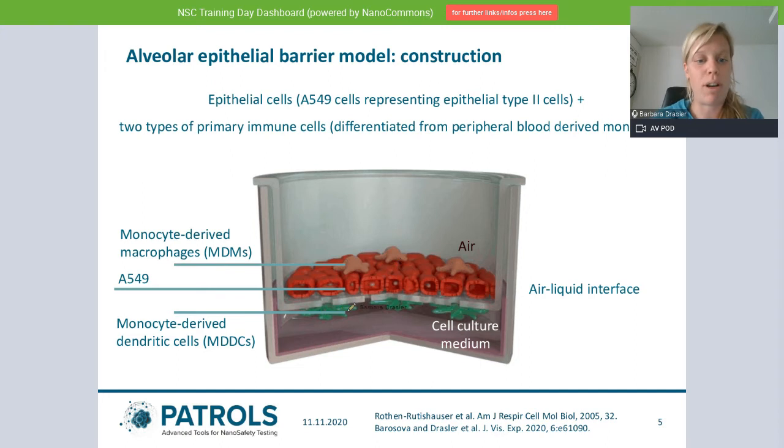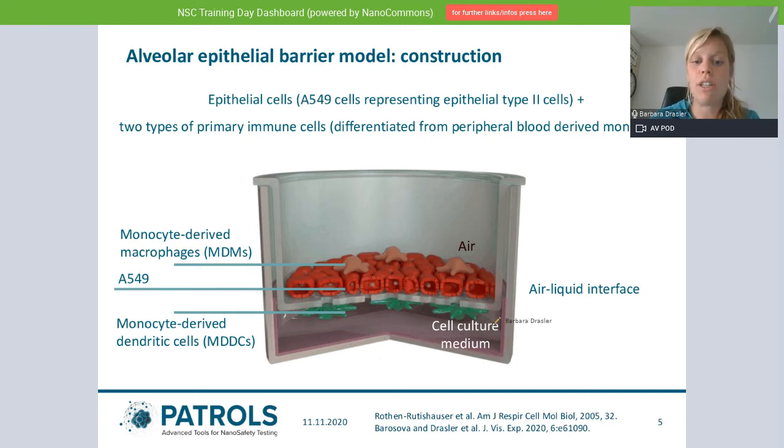So this is now the model from a closer look. We can see A549s in the middle, macrophages on top, and dendritic cells on the bottom. I want to point out that this is a very powerful tool to investigate effects of different compounds deriving from either the apical or even the bottom part of the model. But this model does not represent the airway blood barrier, because for this we would need endothelial cells, meaning the cells that represent the blood vessel cells. So with this model, we do not specifically study transport of the compounds through the airway blood barrier.